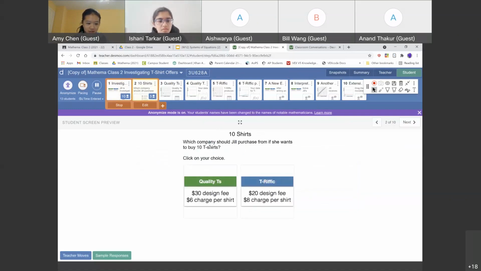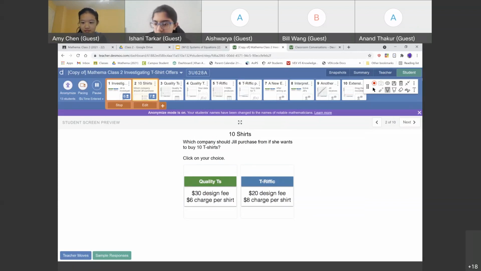Okay. So say Joe needs to buy 10 t-shirts for a field trip or something. So which one would be better, Quality Tees or Terrific? Also, just a thing to note, the design fee is a flat fee.